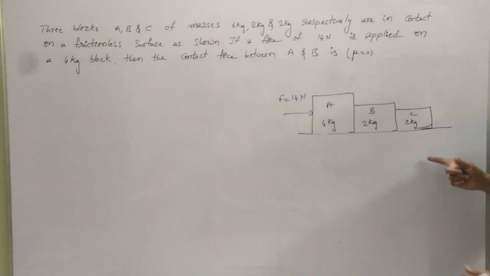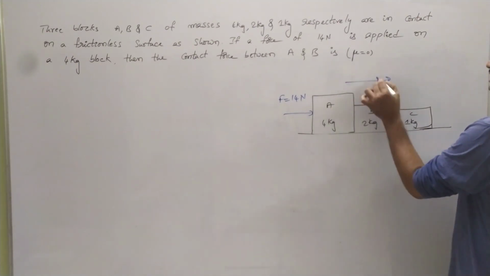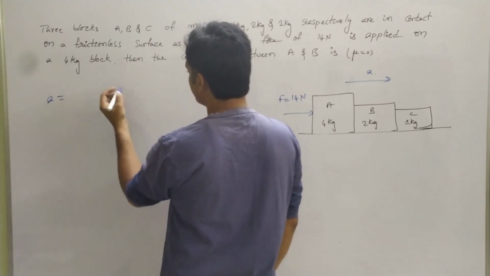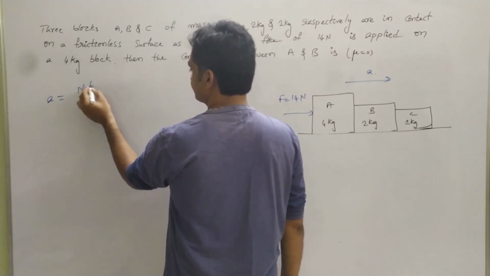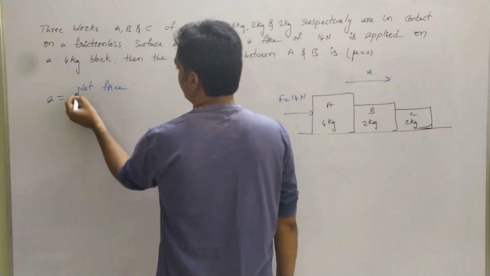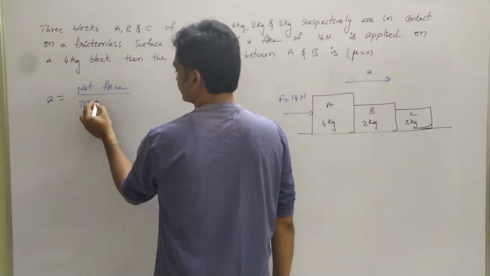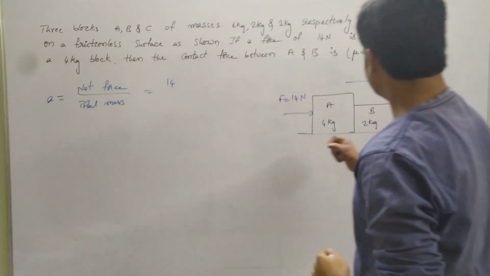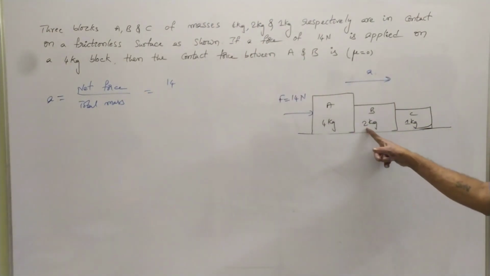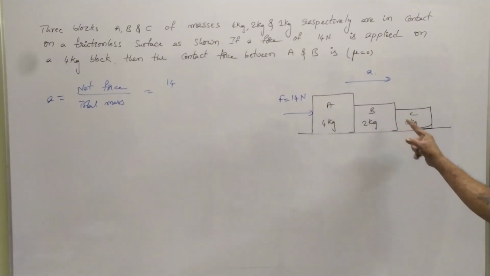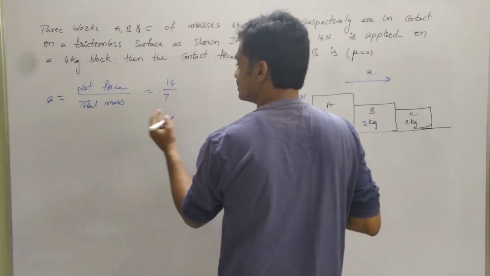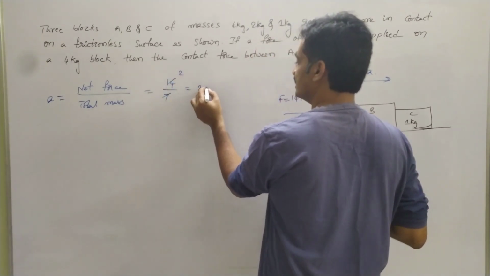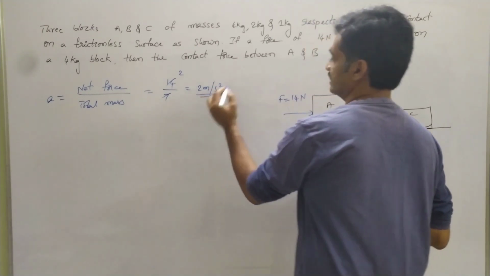Now we have to find the common acceleration of these blocks which are moving in the forward direction. And we know that acceleration is given as a equals net force by total mass. So here the net force is 14 Newton and the total mass is 4 plus 2, 6 plus 1, 7. So we can substitute 7 into 14. So the common acceleration of the 3 blocks is 2 meter per second square.